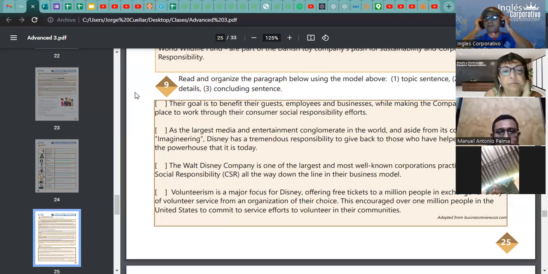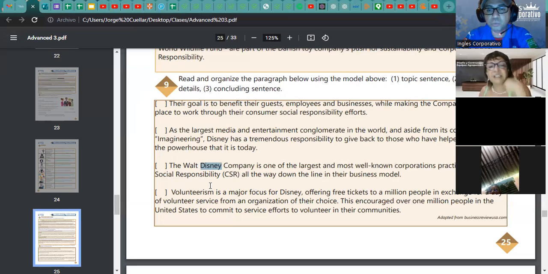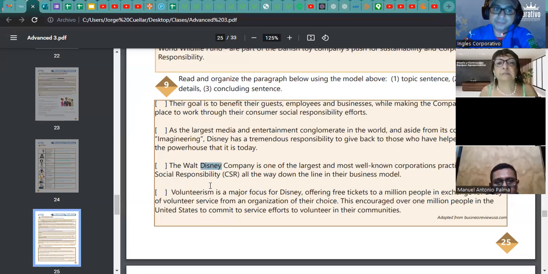Let's do it in a different way, okay? Which one do you believe is the number one? The third one. The third one. So the Walt Disney Company is one of the largest and most well-known companies. That is the topic. You are right. That is the number one.